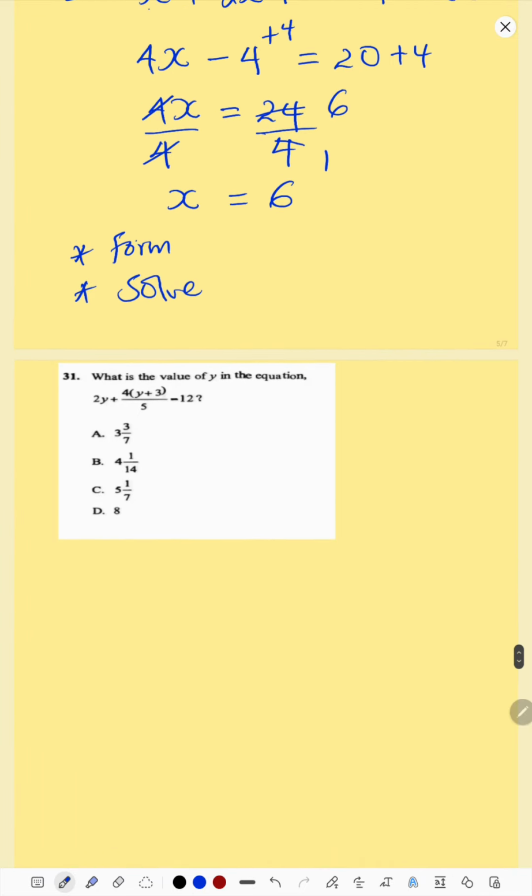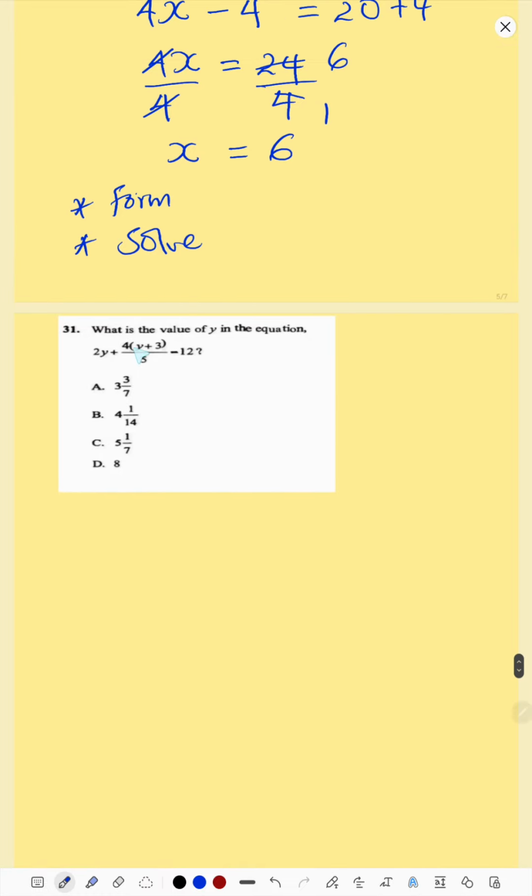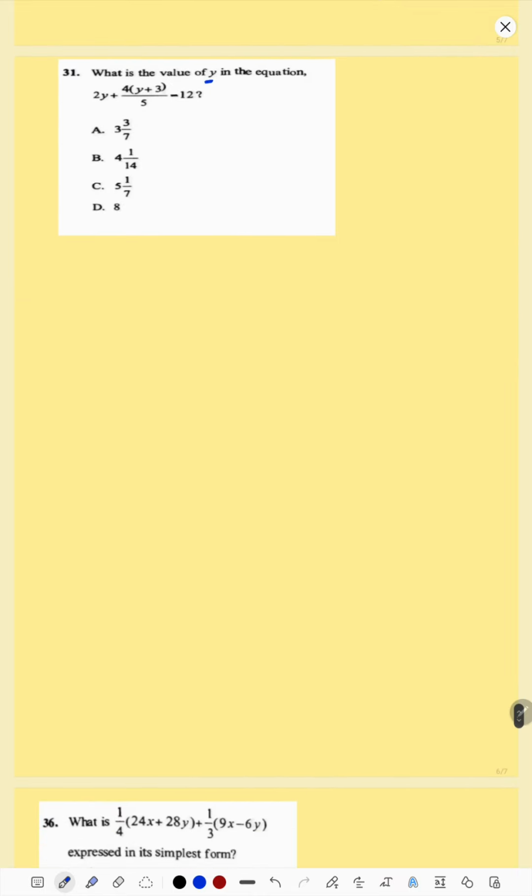So we go to the next question. Question number 31. This one we are supposed to find the value of y in the equation. The equation we are given is 2y plus 4 into brackets y plus 3 close the brackets, over 5, is equal to 12. And you are supposed to find the value of y.